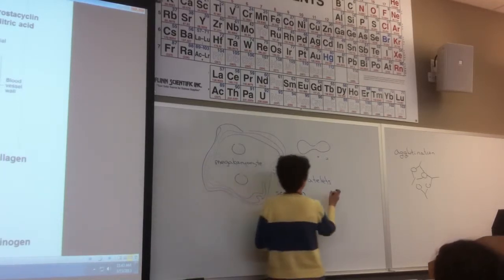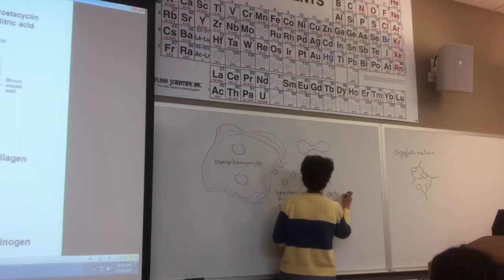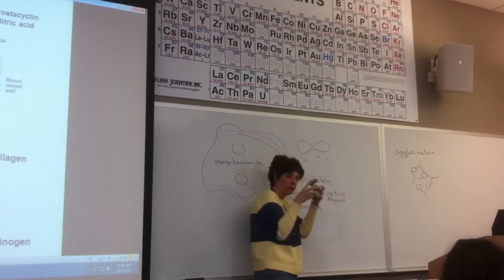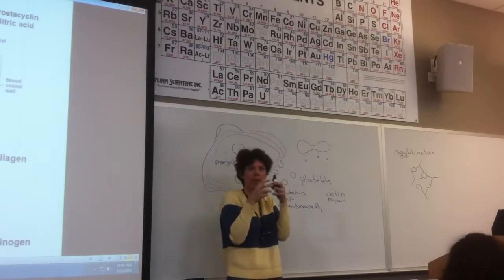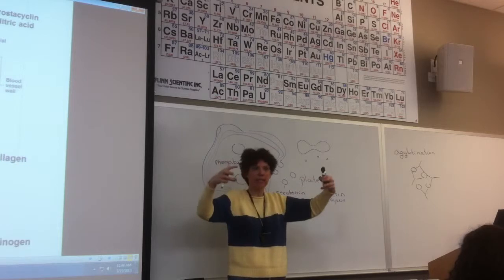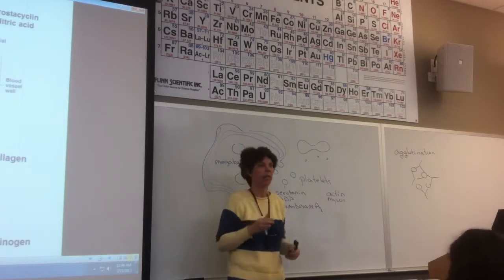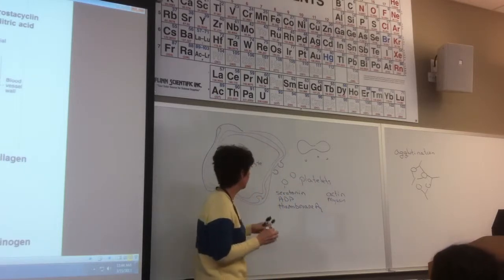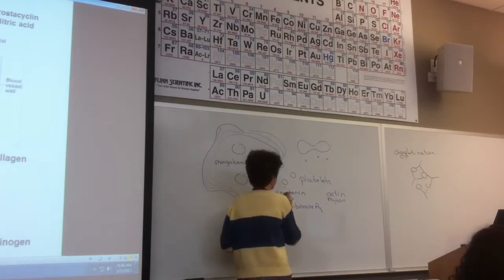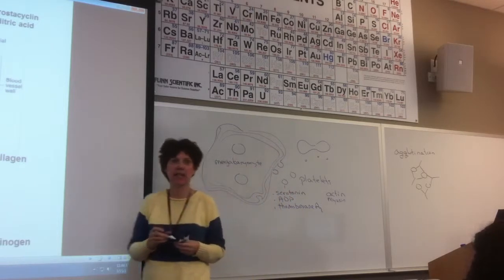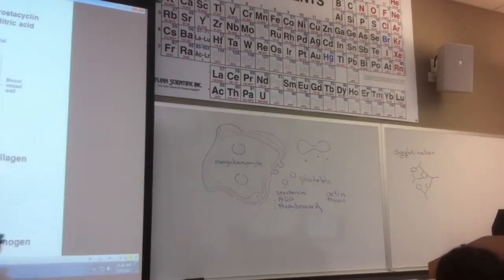And also there are fibers, myofilaments of actin and myosin, because the platelets kind of shrink among themselves. So the platelet itself kind of contracts when it becomes activated. So serotonin, ADP, and thromboxane, and actin and myosin are some of the major components of the platelets.